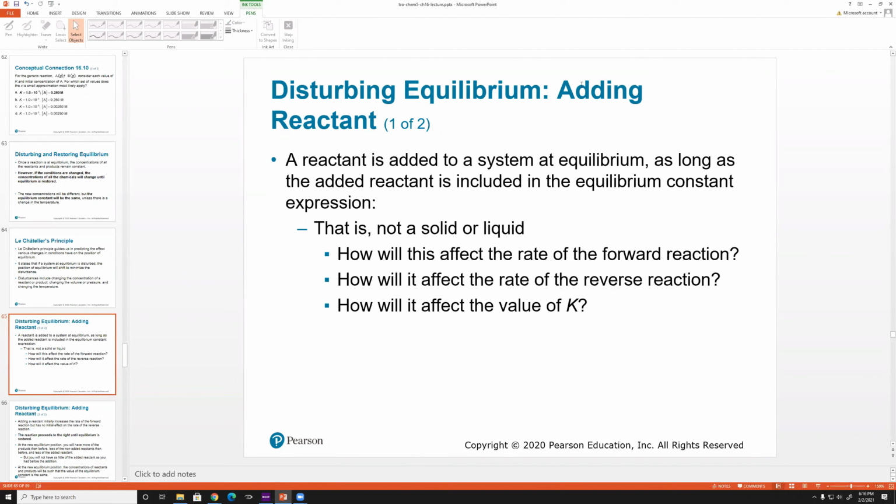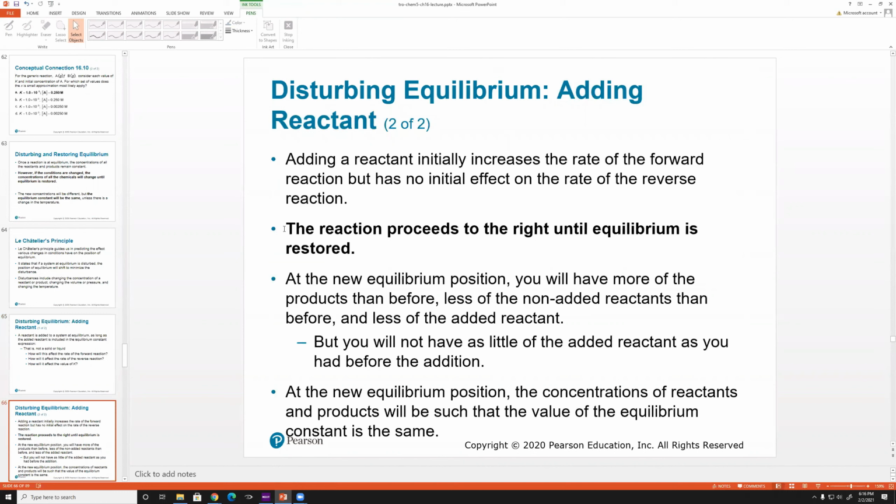The first thing we're going to talk about is adding reactant. We'll go very basic and brief. If we add a reactant, the reaction goes towards the right. Think of it as a balance. If you add too much to the left, in order to make that balance level off again, the reaction has to go to the right to balance it off. That's exactly what happens. You add reactant, it proceeds to the right until equilibrium is restored.